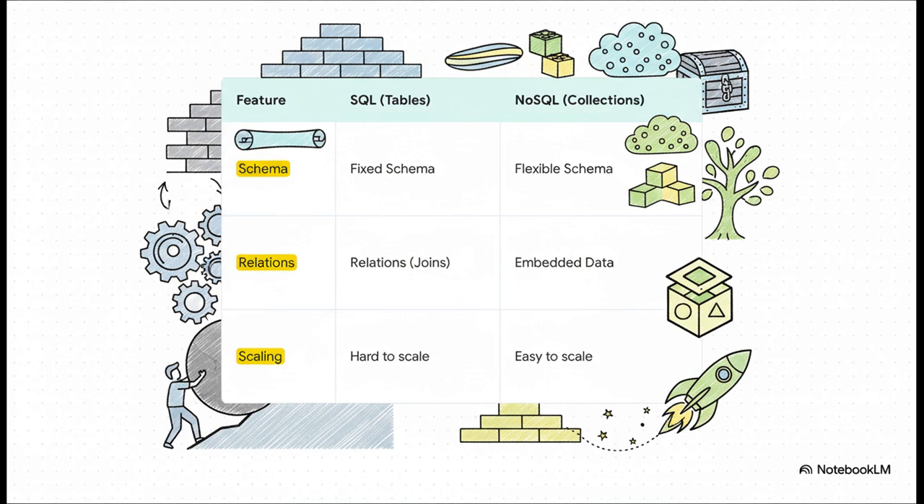Then there's how they connect data. SQL links data across different tables using something called joins. NoSQL often just puts related data inside the same document. It's usually a lot simpler. But the last one, scaling, this is the big one. This is the real game changer.